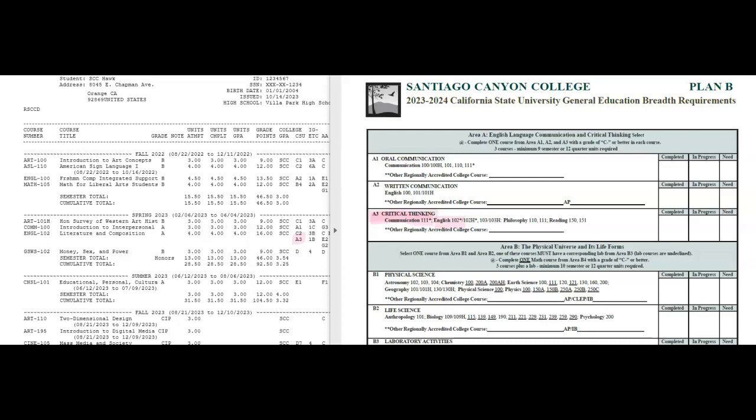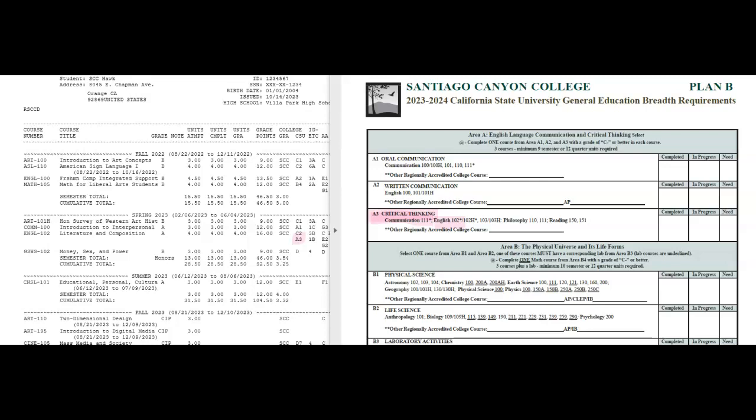If you have any questions, please let me know about how to go about putting in your classes and filling out this Plan B.